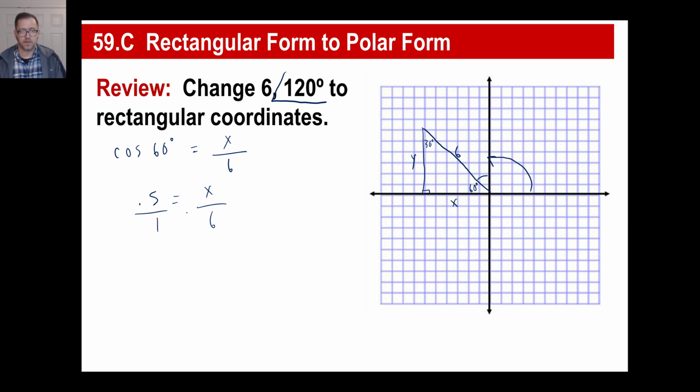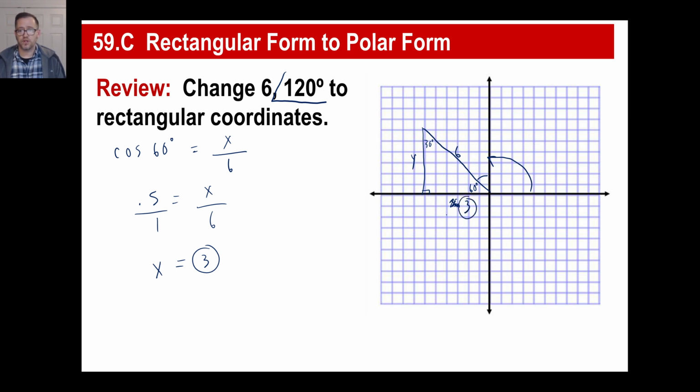And again, we can set this up as an equation and then just cross multiply. So x will be 0.5 times 6, which I'm sure you all know is 3. So that gives us the length of this side. That'll be 3. That's our side length, okay?